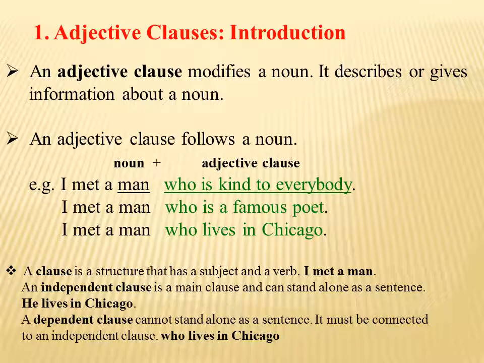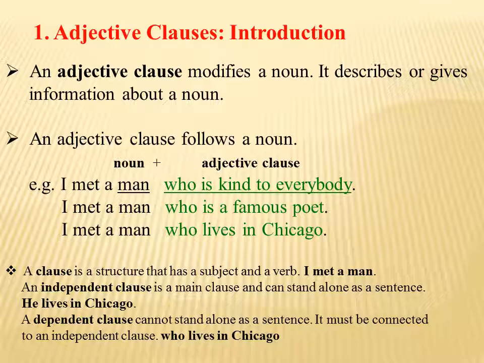Starting with subtitle 1, Adjective Clauses Introduction. Like an adjective, a clause modifies a noun. It describes or gives information about a noun. But unlike an adjective that usually comes in front of a noun, an adjective clause follows a noun.